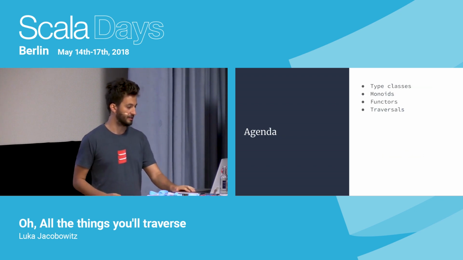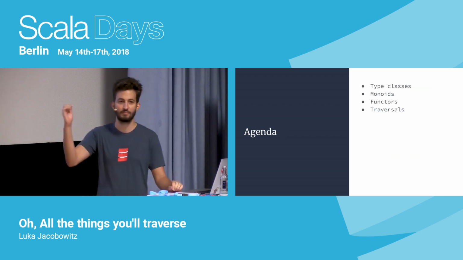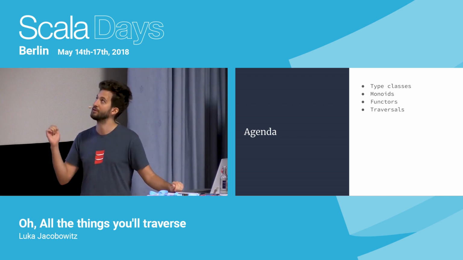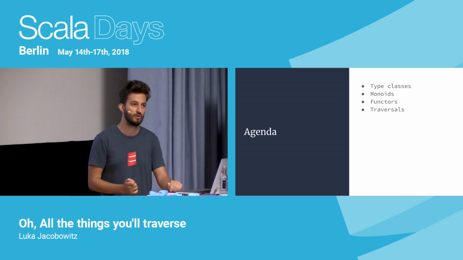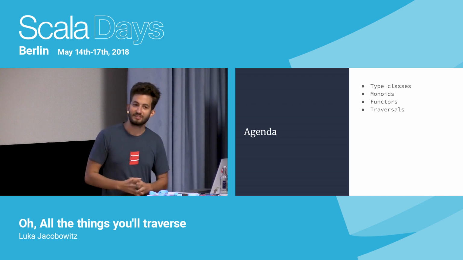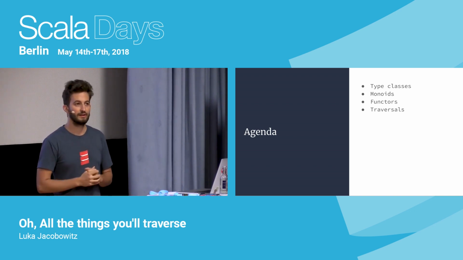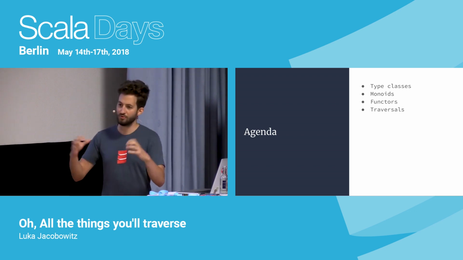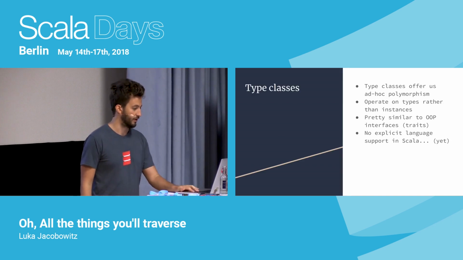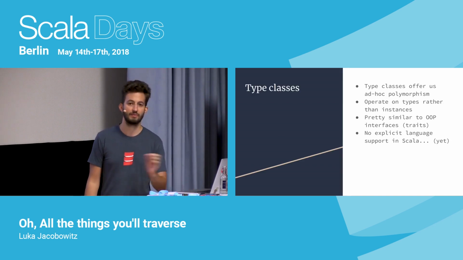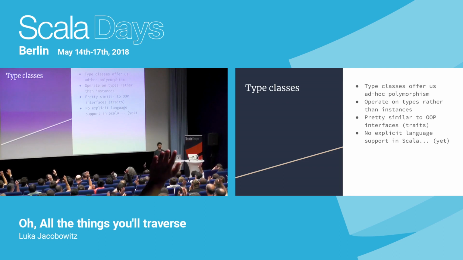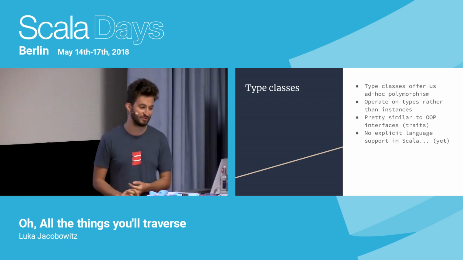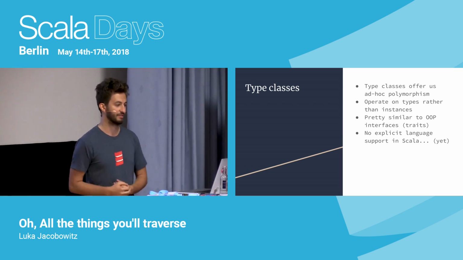On the agenda we have type classes, then monoids and functors and traversals. These may sound a bit intimidating, but I'm going to try to explain them from the bottom up. Who here has heard about type classes? Who has used them extensively? Okay, that's great. So I won't have to do that deep an explanation.